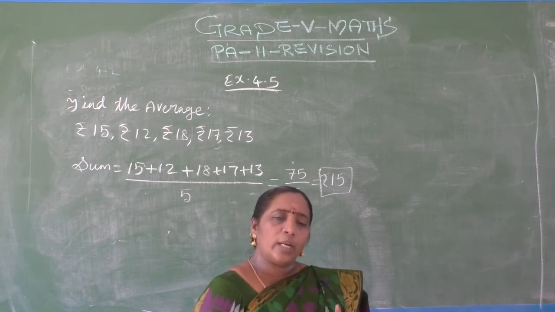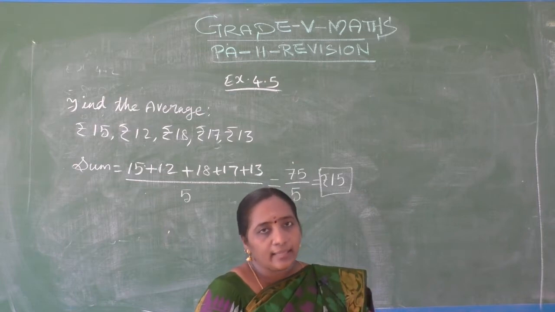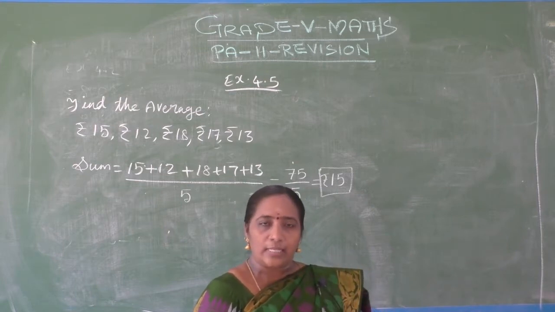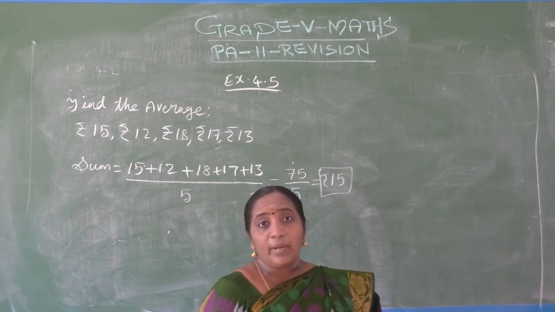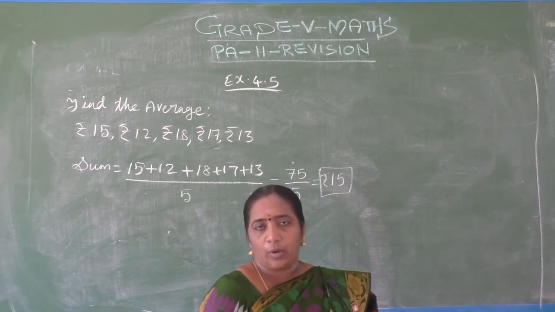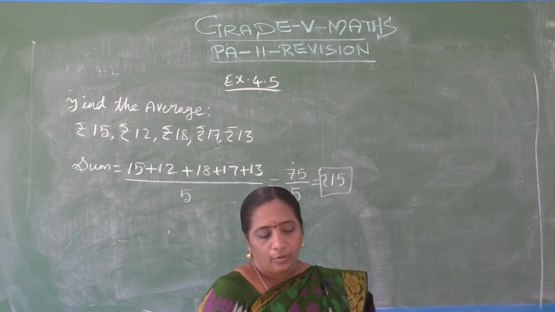Then what about 1? Is 1 a prime number or a composite number? 1 is neither prime nor composite. Because 1 is the smallest number. At least a prime number has 2 factors, but 1 has only 1. So 1 is neither prime nor composite.